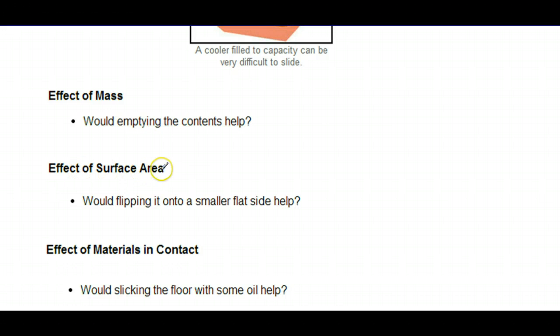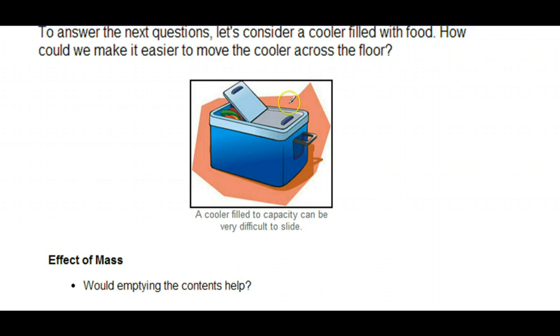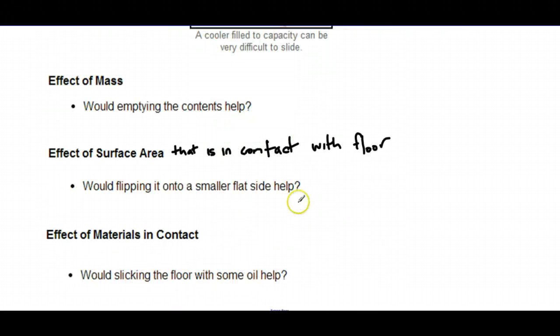The effective surface area, so the surface area that is in contact with the floor. So you want to think, if this had a wide-based bottom, is it going to be easier to move? More surface area in contact with the floor? Or if we turn this cooler on its side and we only had this small amount on the floor, is it going to be easier to move? So that's what we're testing, the second thing.